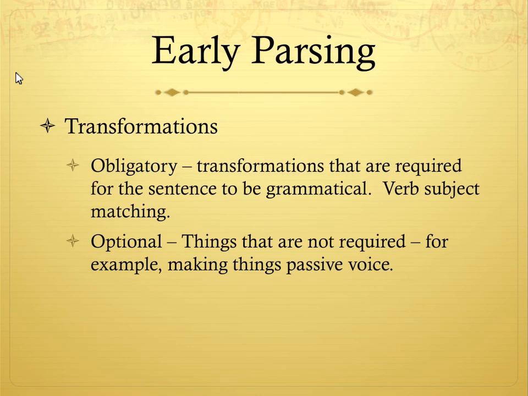So transformations, what are these? They're obligatory. They're required for your sentence to be grammatical. So you have to make sure the subject and the verb match. You have to make sure tenses match. You would make sure that pronouns would match, that sort of thing. Then there are some optional processes, things that really aren't required for processing, like making things into passive voice.